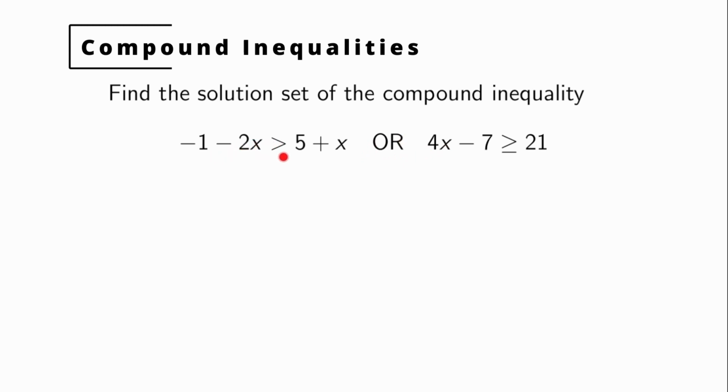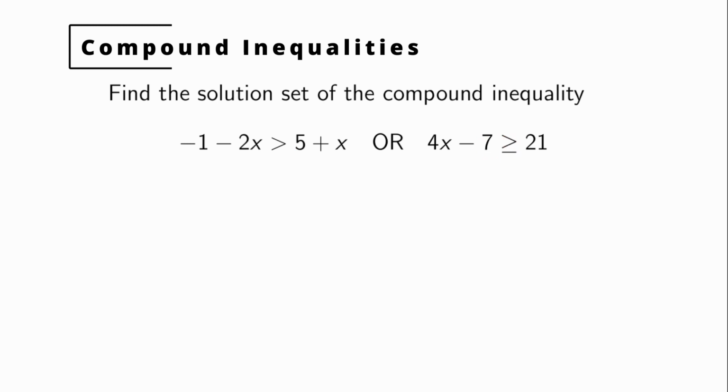We simply find the solution set to the first inequality, we find the solution set to the second inequality, and then the solution set for the whole compound inequality is any real number that satisfies this or this. What that means is it's the union of the two solution sets. So again, find the solution set for the first, the solution set for the second, and then the solution to the whole thing will be the union of both of those.